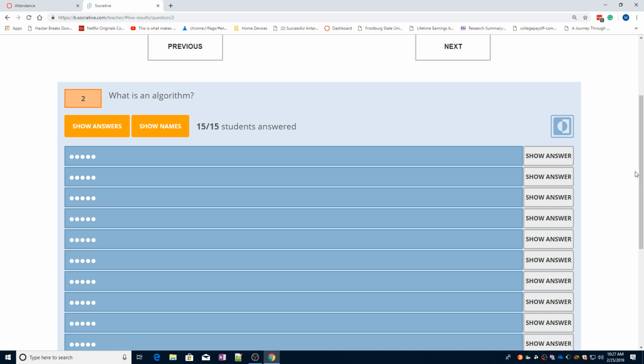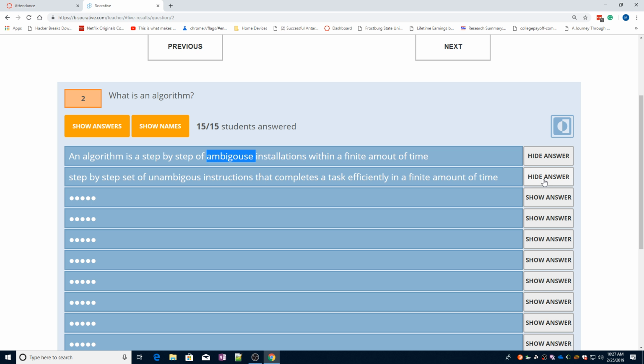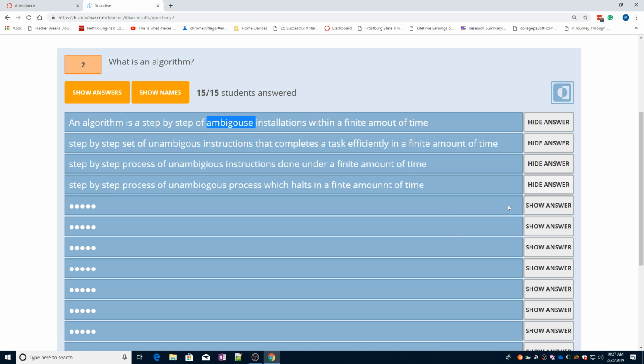All right, please stop. So what do we have here? Let's have a look. Algorithm is a step-by-step set of not ambiguous, even though that's spelled wrong. It had to be unambiguous instructions, not installations, within a finite amount of time. Probably give you about a 3 on that. Step-by-step set of unambiguous instructions, complete a task efficiently in a finite amount of time. Still missing something. Give you a 3, maybe a 4.